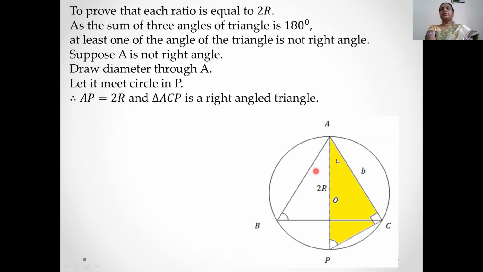Now consider this shaded triangle ACP. This is a right angle triangle. Why is this a right angle triangle? Consider this angle ACP. This is an angle subscribed in a semicircle, and you know that by the property of circle, angle subscribed in a semicircle is a right angle. Means this angle ACP is a right angle. Therefore, this triangle ACP is a right angle triangle.